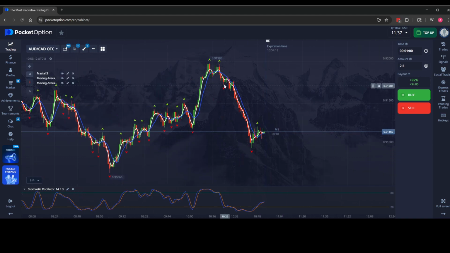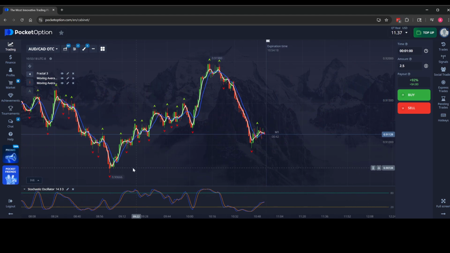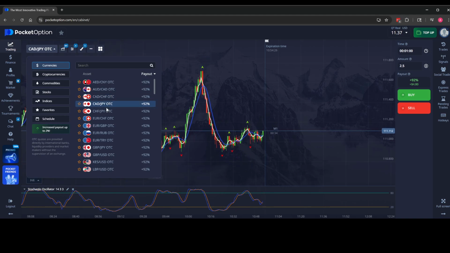This is an interesting one. Although this looks like a downtrend, it's kind of up and down. It's not really a clear downtrend. So I could take this, but it's a little risky, so I'd rather pass. Not in a rush.